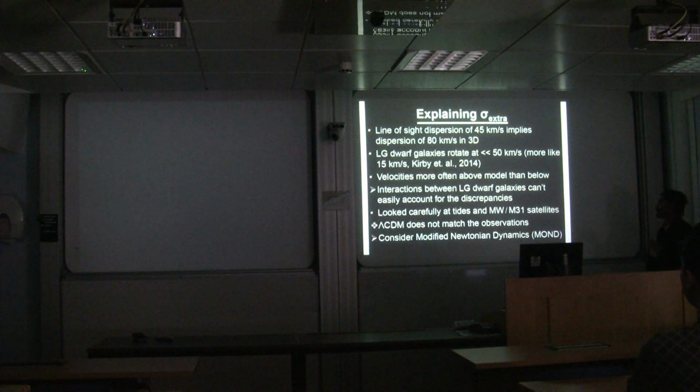So we also look carefully at other explanations like tides, Milky Way and Andromeda satellites, which I have a bit of a section on at the end. And we came to the conclusion lambda-CDM does not match the observations of the positions and velocities of the Local Group galaxies. So we considered modified Newtonian dynamics and see what that has to say about it. We haven't tried this directly, but it does still have certain consequences which we're reasonably sure of.